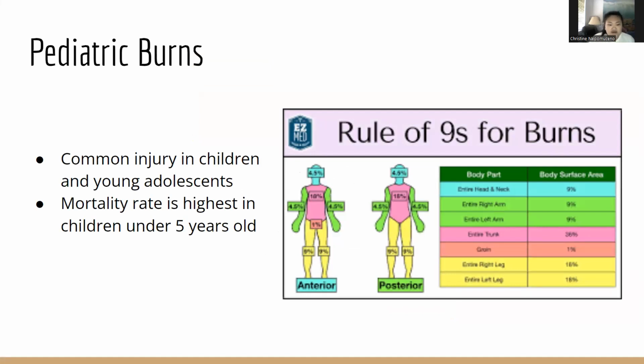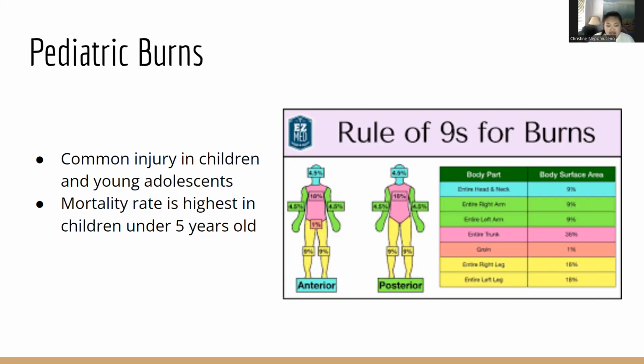So for pediatric burns, they are common, but also a preventable injury within children and young adolescents. And common complications could range from scald burns to hot water, or open flames to carbon monoxide poisoning from smoke inhalation. And so because of this, the mortality rate is highest in children under 5 years old.